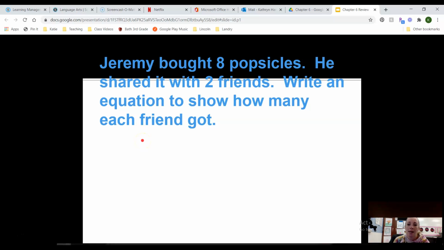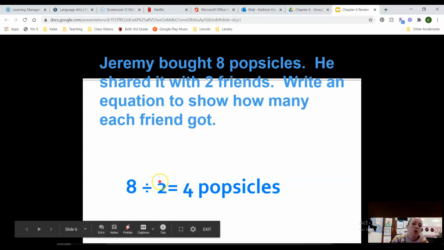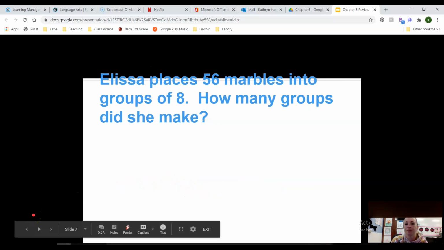So what is 8 divided by 2? Think to yourself, what times 2 is 8? And if you're unsure, you will need to draw groups. Draw 2 groups and separate out 8 things. Your answer is 8 divided by 2 is 4. 4 times 2 is 8.